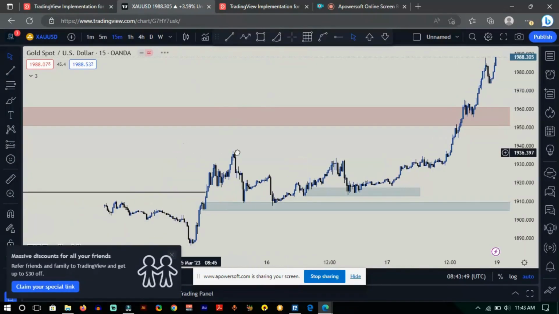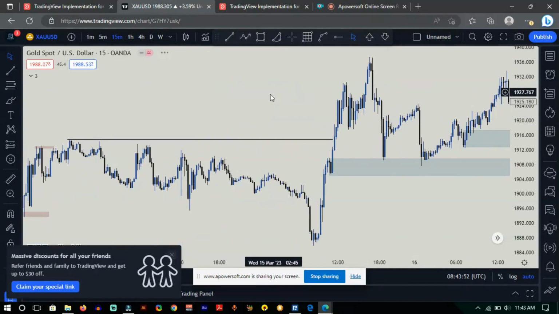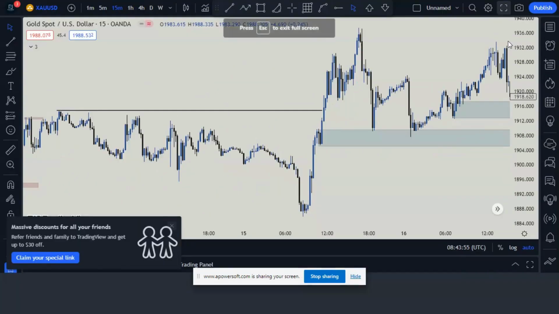And now let's come on gold. Basically, I want to really show you that the same things apply. I will not go far back in history.